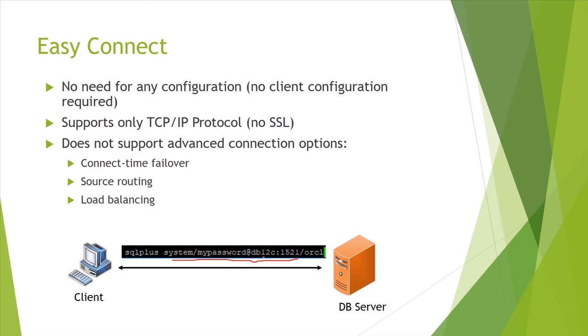You provide the full connection string inline, for example: sqlplus, the name of the user, the password of the user, at, the name of the server where the database exists, or the IP address. You can provide the name of the server or the IP address, colon, the port where the listener is listening, slash the database service name. This is Easy Connect. There is no need for a configuration file at the client machine. You are providing a full connection string.